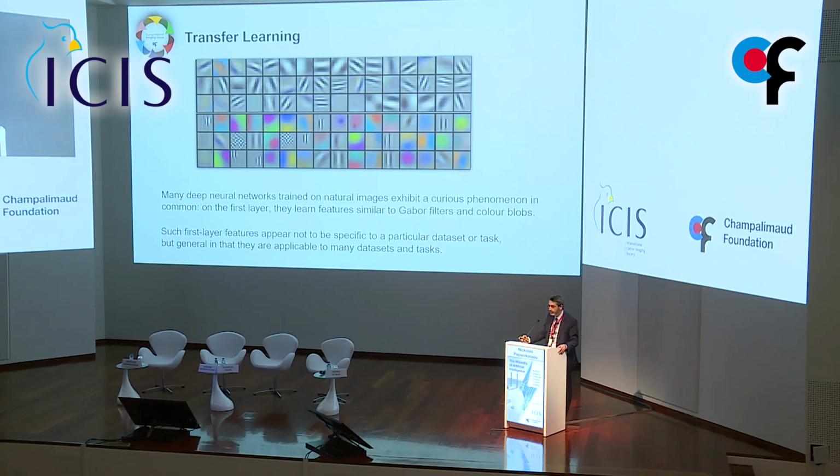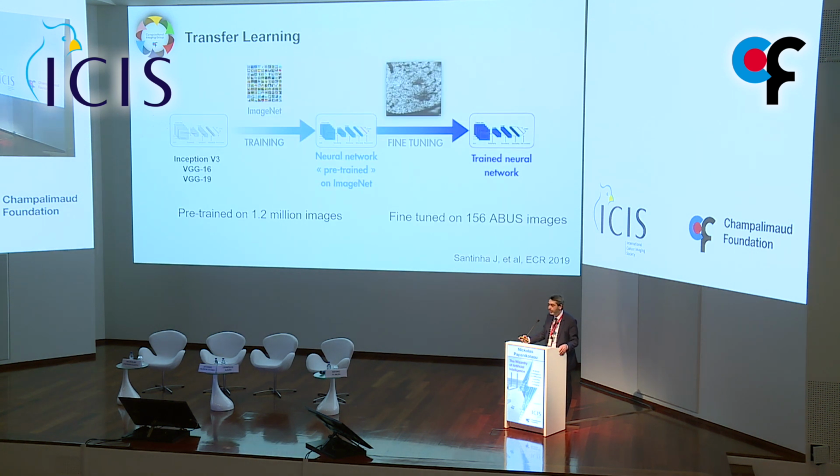So what is really interesting with transfer learning is that in the first layers of the deep neural networks, there appear to be some common features. Normally, these are Gabor filters or color blobs. And basically, someone can exploit those features in order to continue with your own data.